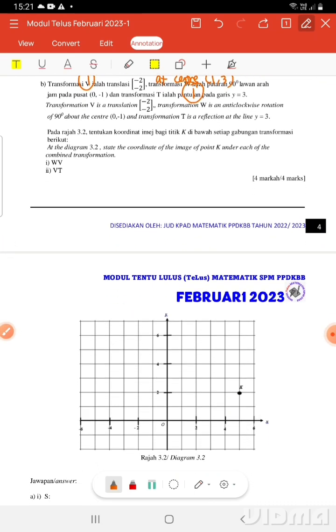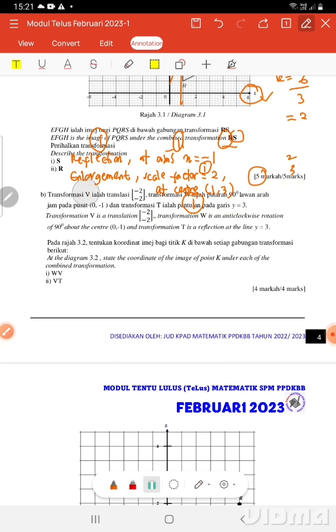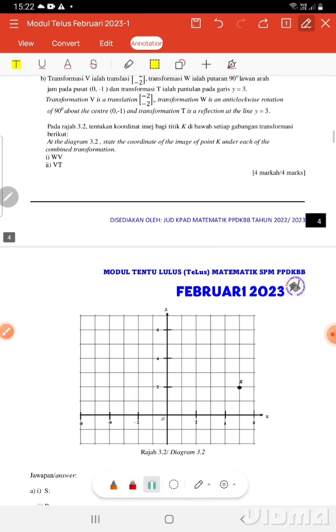Okay, for question B, we will use the diagram to write. Let me erase first so that it will not get confused.